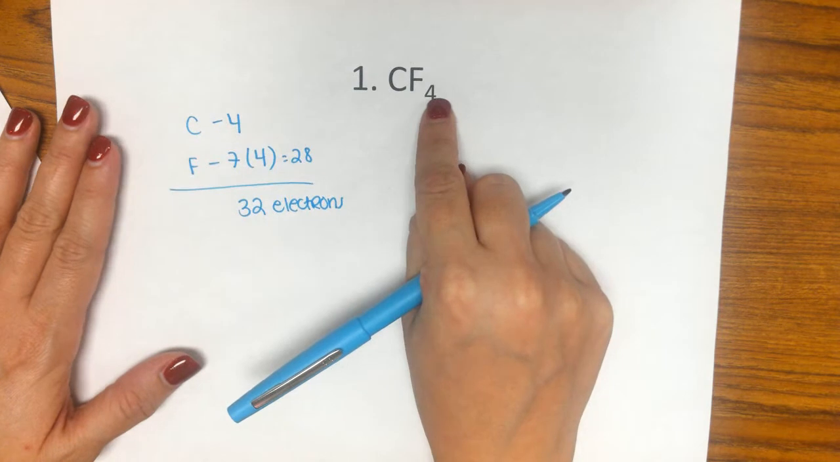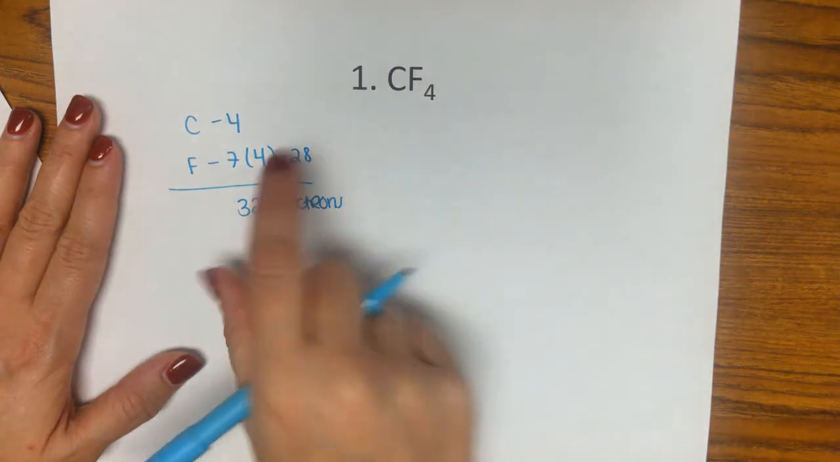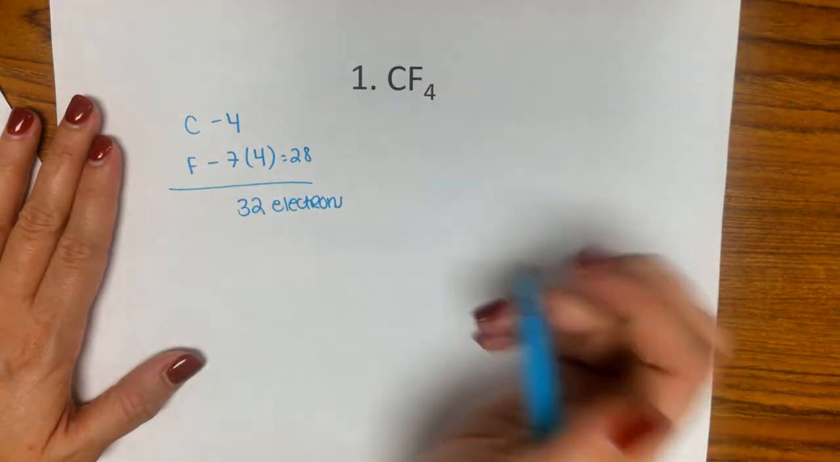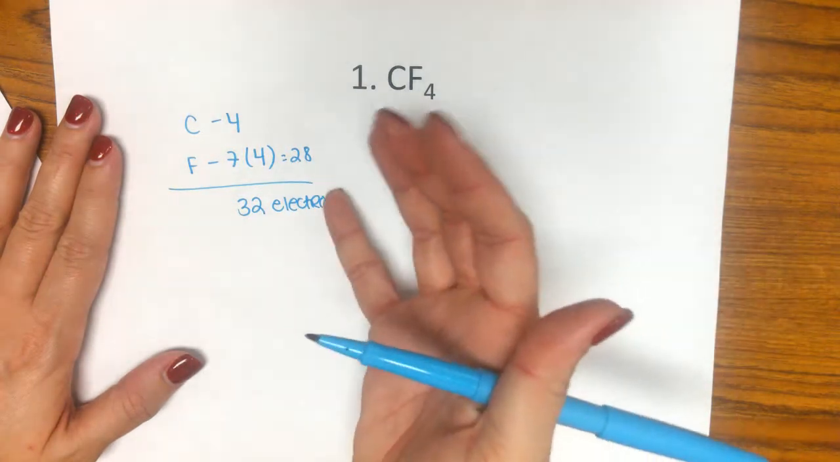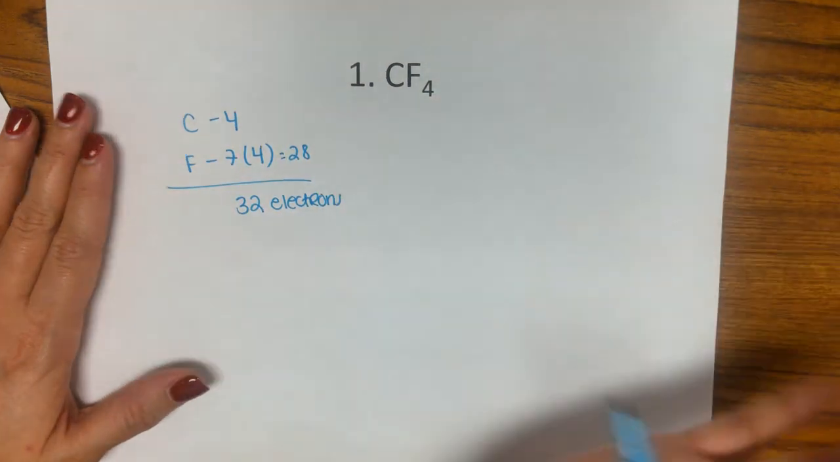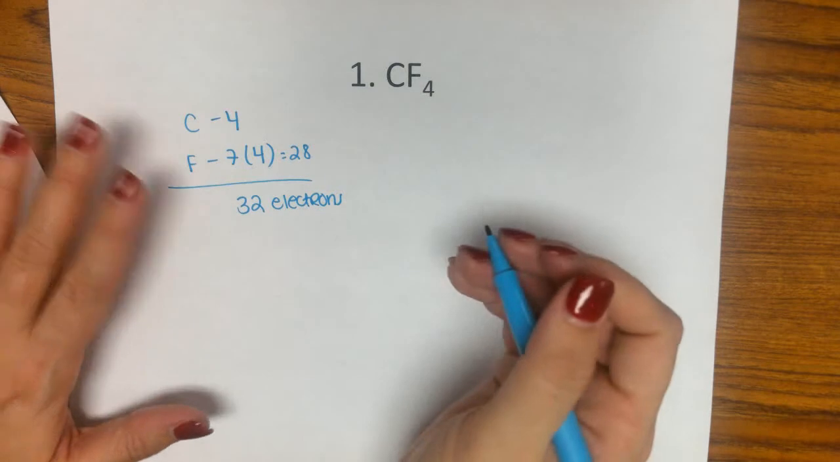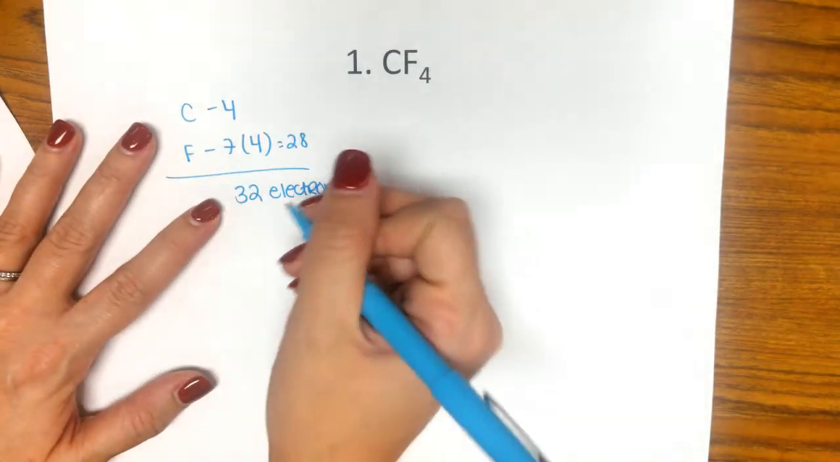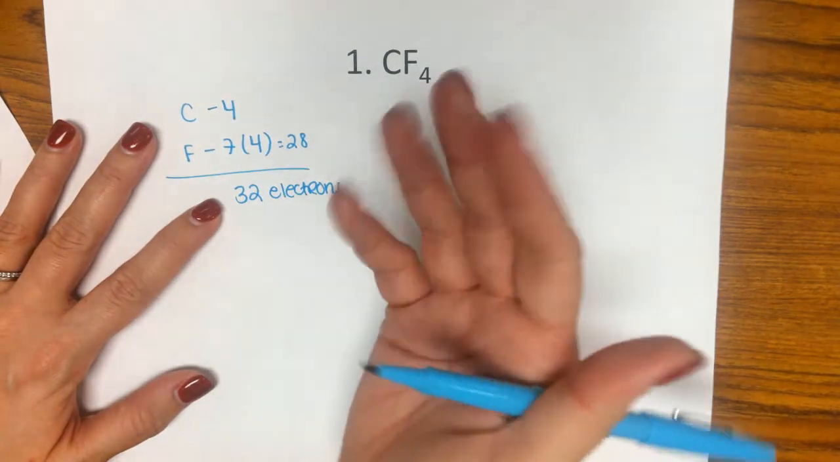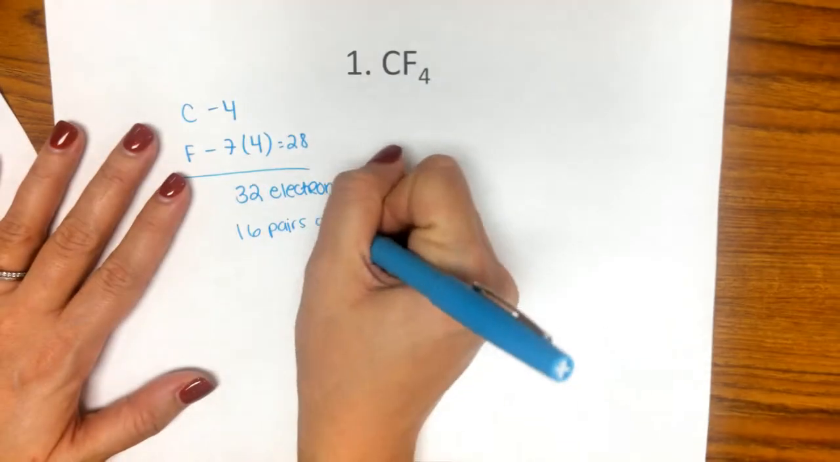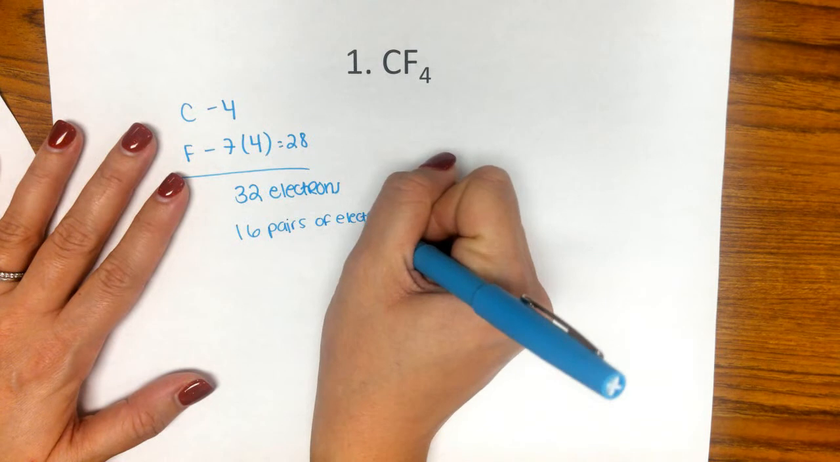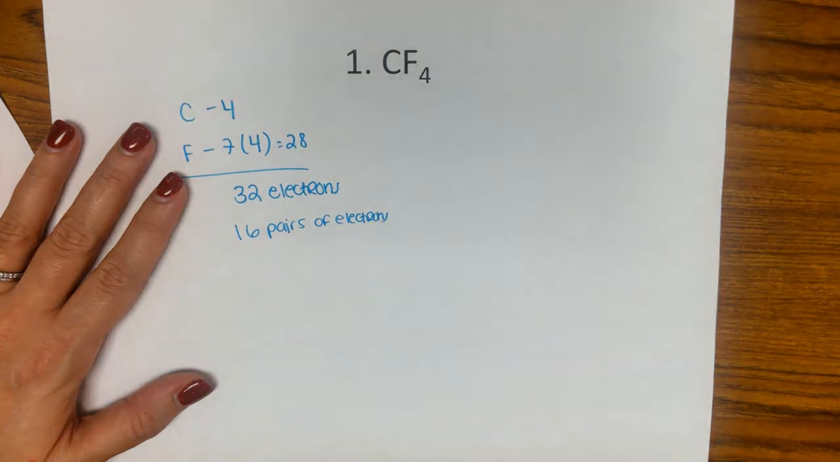Now electrons stay in pairs. They stay in groups of 2. So some people like to count electrons by pairs. It doesn't matter. You'll figure out what works best for you. But if we were to count them in pairs, what's 32 divided by 2? 16. So there are 16 pairs of electrons. So that's step 1. Count your electrons, and you have to make sure you count them correct.